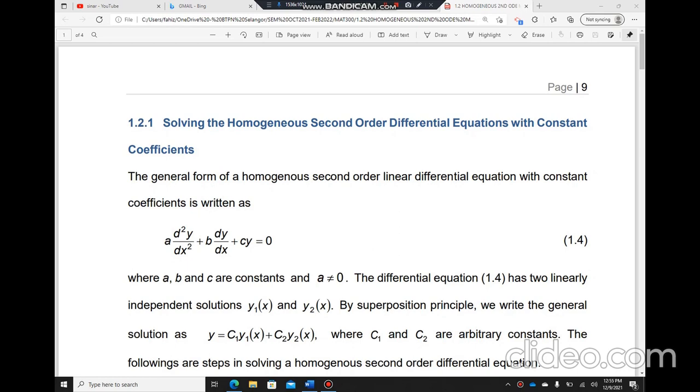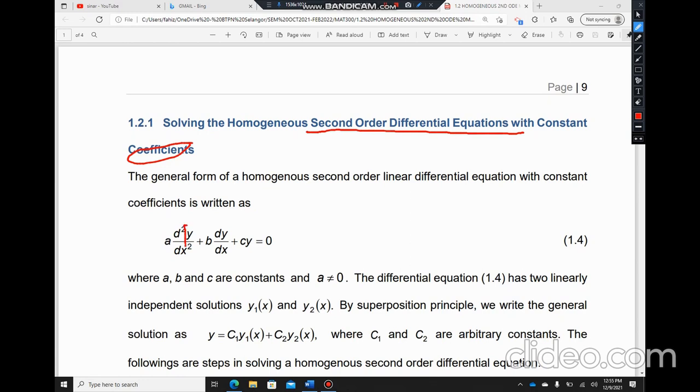Okay, so now we just focus on second order. Second order differential equation with constant coefficient. So the general form of a homogeneous second order linear differential equation with constant coefficient is written as a d square y dx square plus b dy dx plus cy equals to 0.